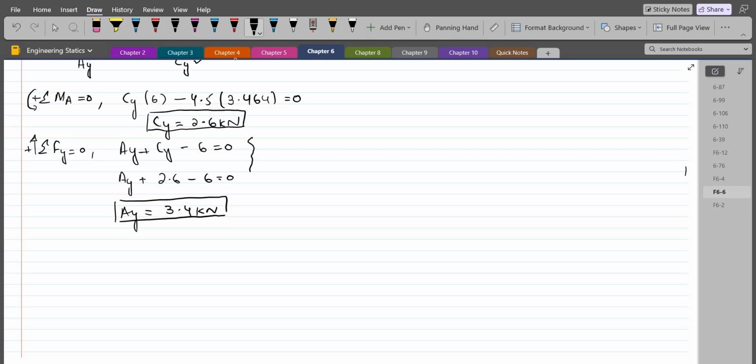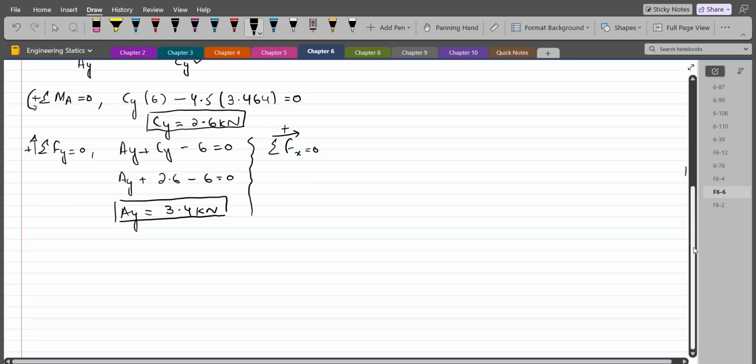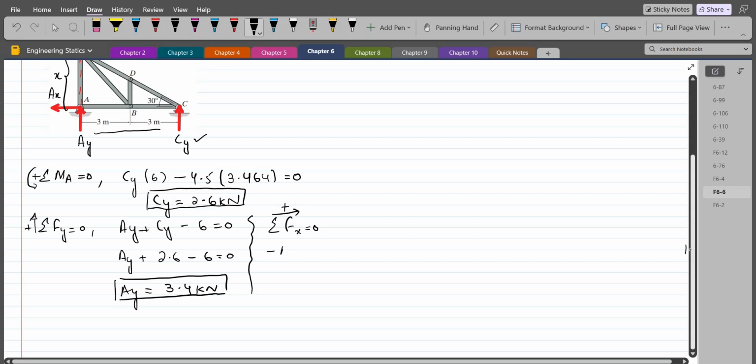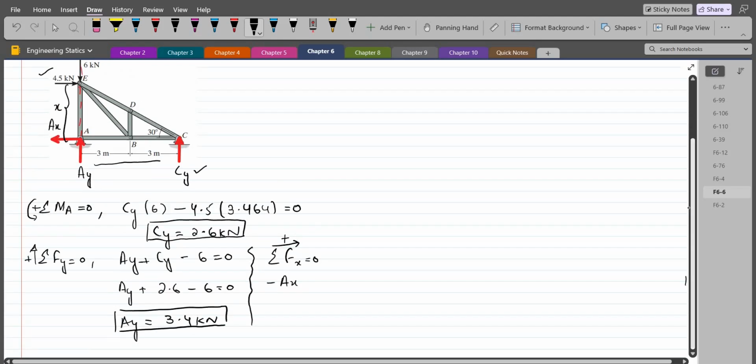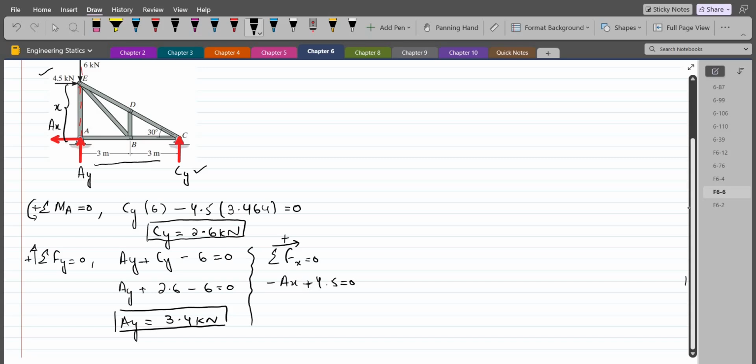And for the AX force, we can do summation of forces in X direction equals 0. I'm considering right hand side as positive. So we have negative AX plus 4.5 equals 0. So AX comes out to be 4.5 kilonewtons. So these are our support reactions.